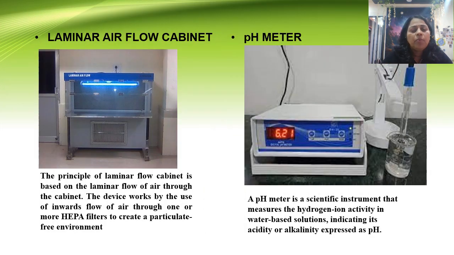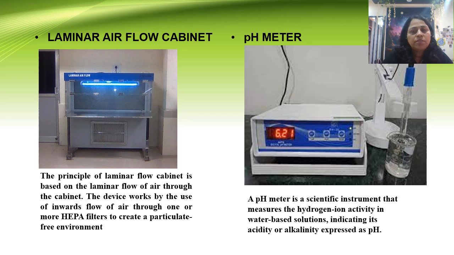The third important apparatus is laminar airflow cabinet. It consists of UV light and HEPA filter, high efficiency particulate air filter. The device works by the use of inward flow of air through one or more HEPA filters to create a particulate free environment, and the whole inoculation work is done in this cabinet.